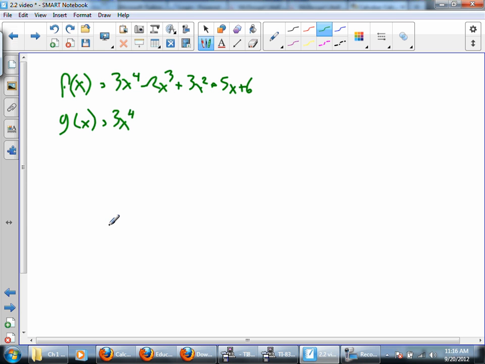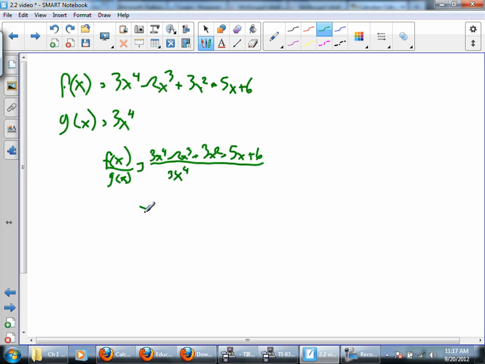But as these numbers get infinitely big, as diagrammed in your textbook, if you look to the left, there's a graph of those functions with very, very large y values. As these get bigger and bigger, they look more and more alike. And the reason for that is, if we take f of x divided by g of x, this is going to be 3x to the fourth minus 2x to the third plus 3x squared minus 5x plus 6, all over 3x to the fourth. I do apologize for how messy this is.